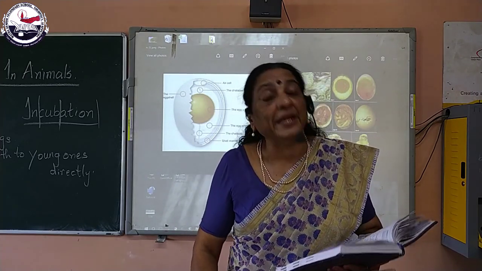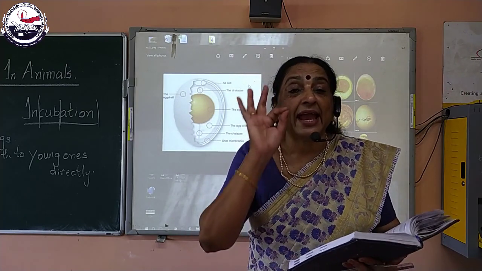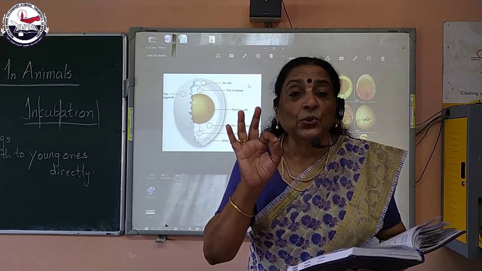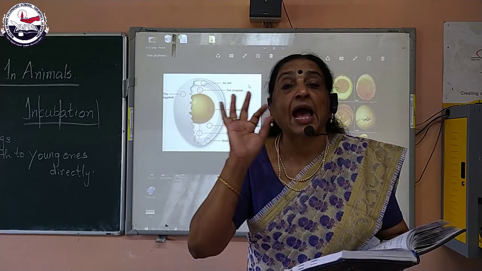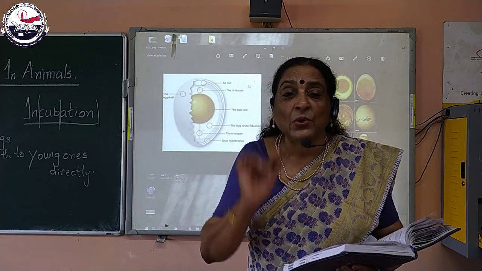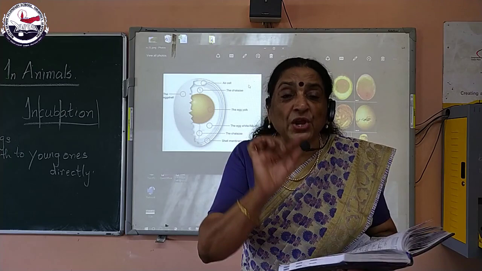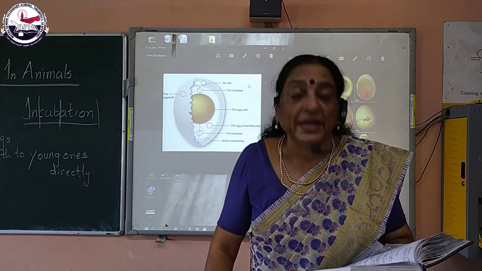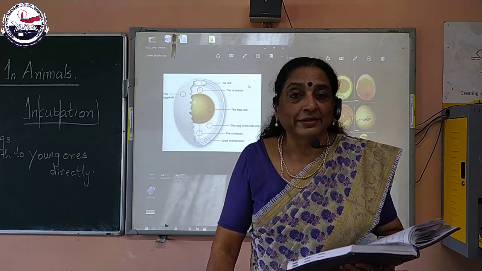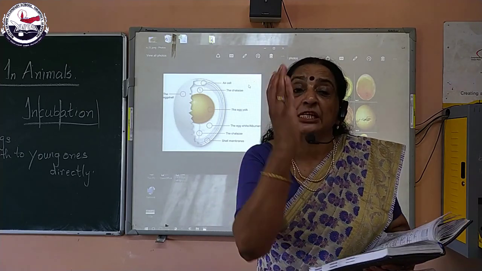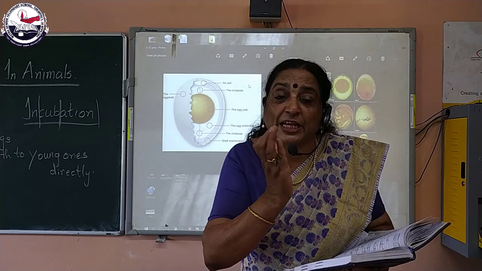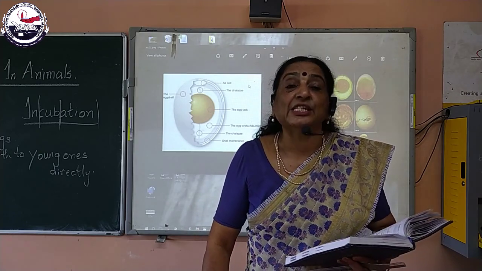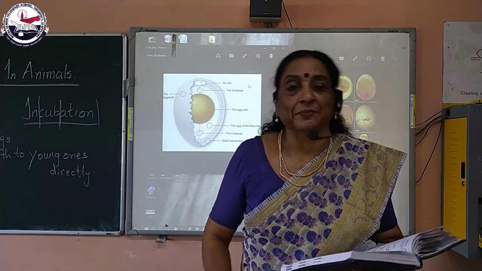A-L-B-U-M-E-N. Albumin. Okay? That is the white part, or the jelly-like white part of the egg, called albumin.